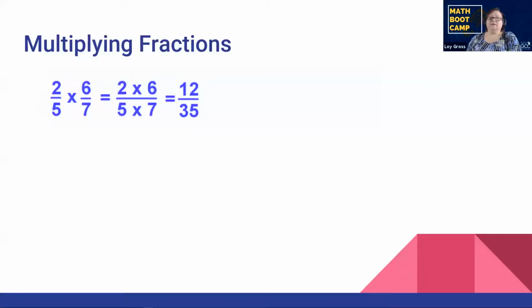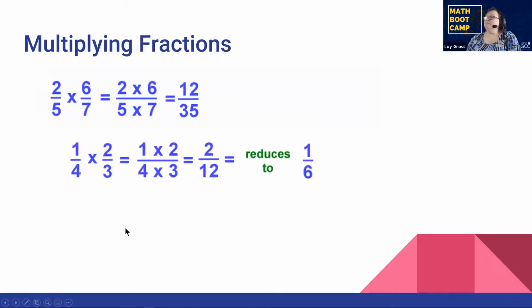So let's talk about multiplying fractions. When we multiply fractions, 2/5 times 6/7 is our problem here. And all we do is we multiply straight across the top and straight across the bottom. So that turns into 2 times 6 on the top, which is 12, and 5 times 7 on the bottom, which is 35. That's the simple multiplication method.